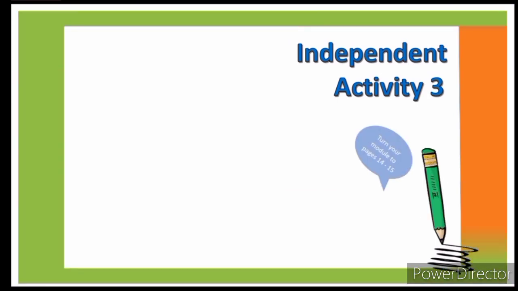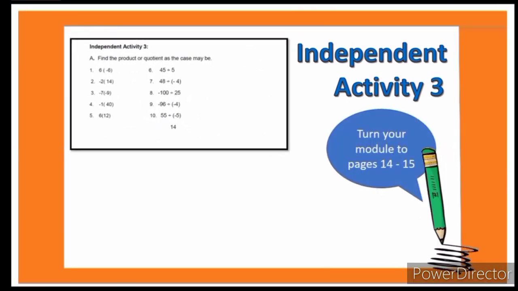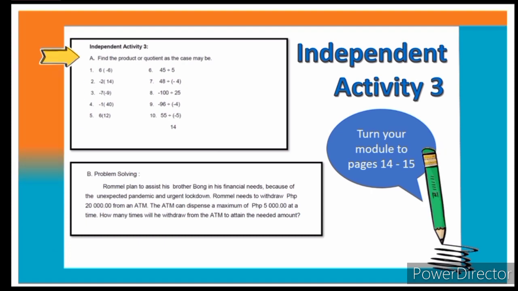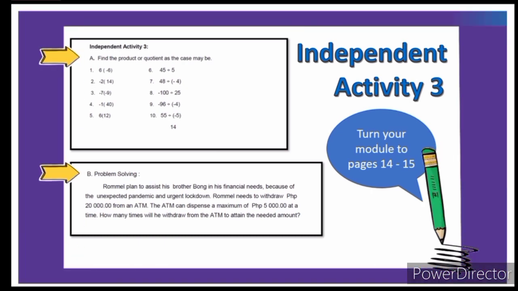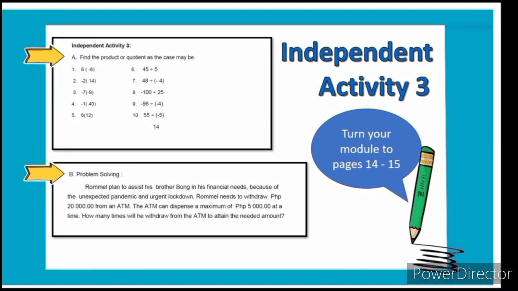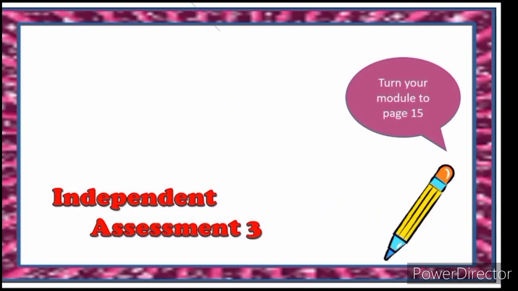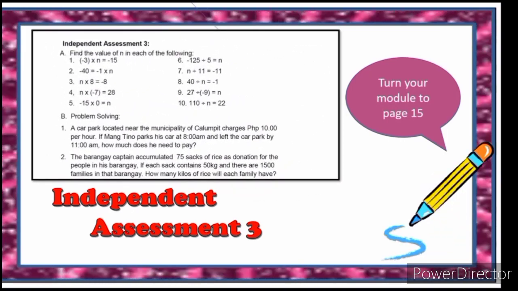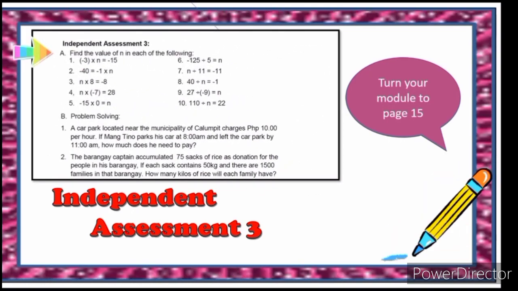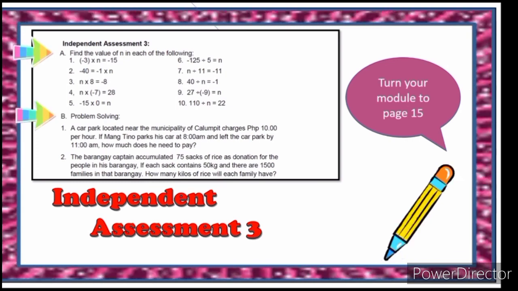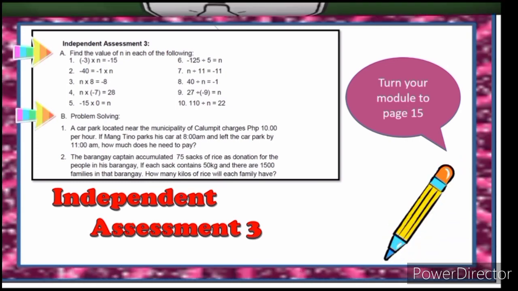Independent activity number 3. Turn your module to pages 14 and 15. Find the product or quotient as the case may be. For letter B, problem solving. Independent assessment number 3. Turn your module to page 15. Find the value of n in each of the following. Letter B, problem solving.